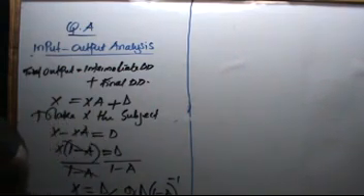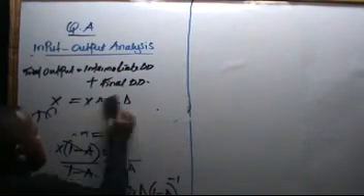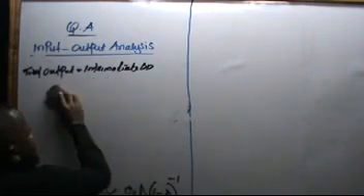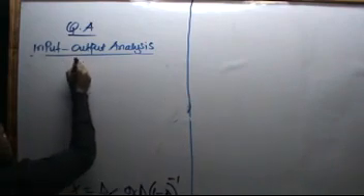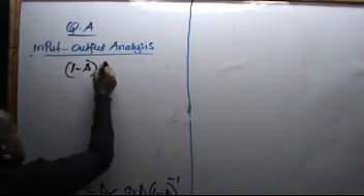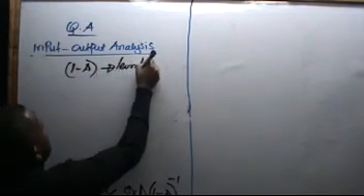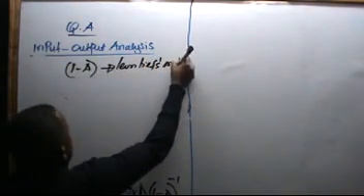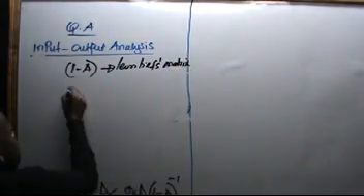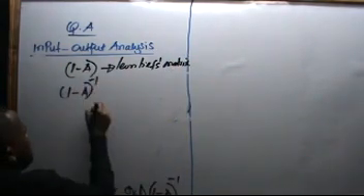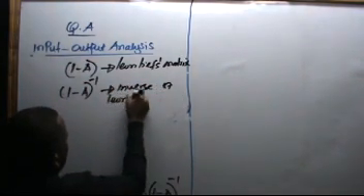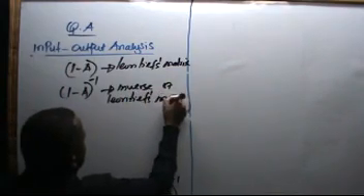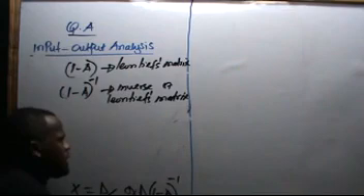Then you also need to know what is meant by 1 minus A. Let me write it here: 1 minus A. This gives you the Leontief matrix. Then 1 minus A raised to power negative 1 is the inverse of the Leontief matrix. Leontief is the person who came up with the model.